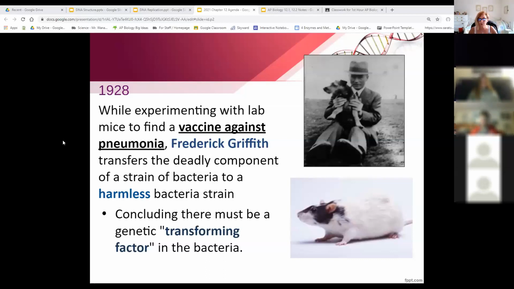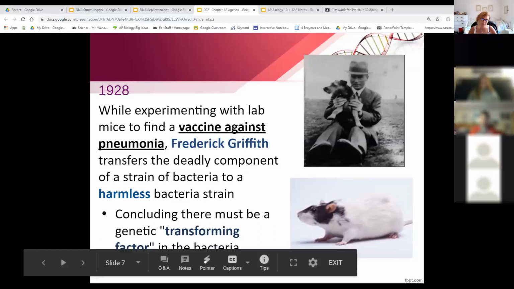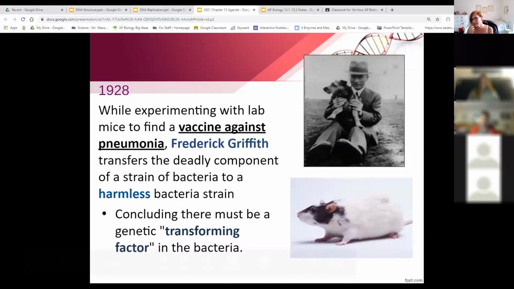So the smooth was deadly, virulent. Why was the smooth deadly, do you think? Any ideas why that smooth one would be deadly and the rough was not? It has to do with the capsule, but it's not like the capsule was this virulent factor that was causing us to be sick. The capsule was a protection for that bacteria. So it protected the bacteria against our own immune system.